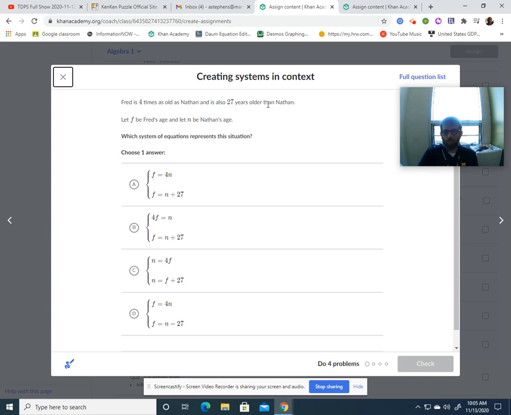And Fred is also 27 years older than Nathan. So you're adding to Nathan's age to get Fred. You're not subtracting from Nathan's age, you're adding to Nathan's age.